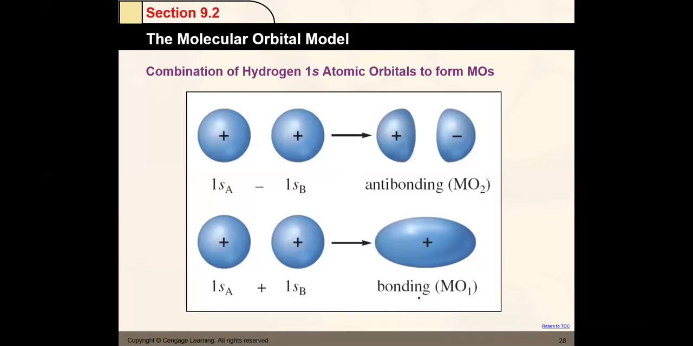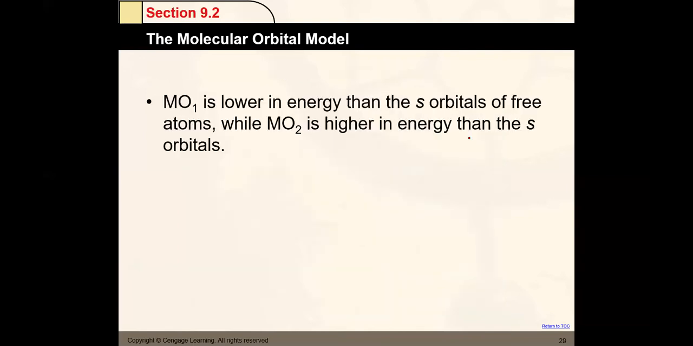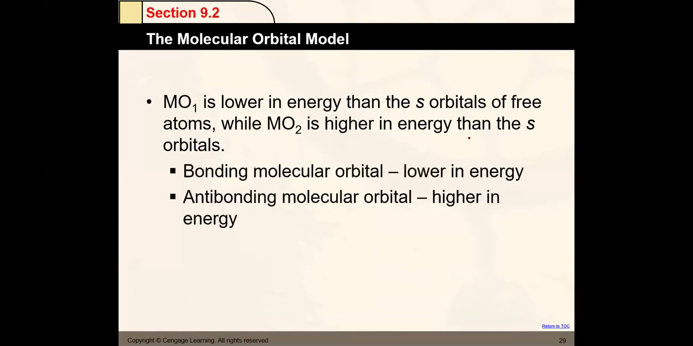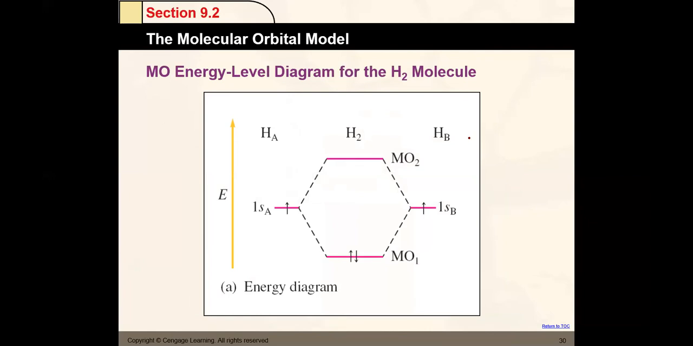So this one is the bonding MO and the anti-bonding MO. Here's what they represented. They represented here with a plus and a minus, but in my case, I represent it as an empty orbital and as a shaded orbital, but it's really the same idea. MO1 is lower in energy than the s orbital of free atoms. MO2, which is the anti-bonding, is higher. Lower energy, bonding; anti-bonding, higher energy. This is exactly what I was showing you, right?